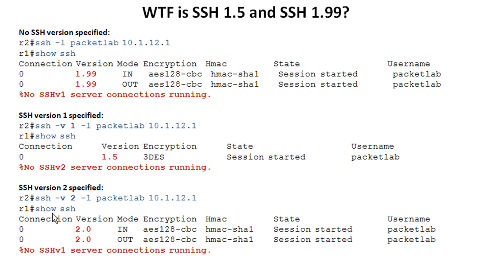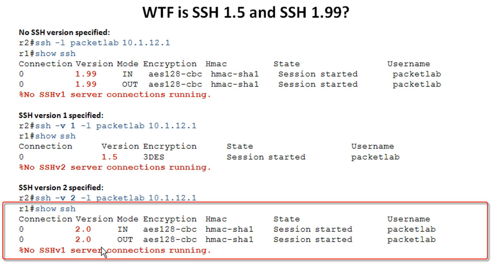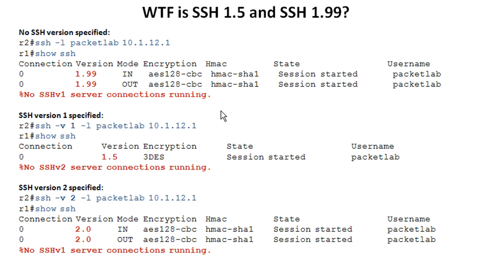So just for the sake of completeness, I'm going to go ahead and do the same thing, but I'm going to specify to use version 2, and we get on here and we can see the version is 2.0. No SSH version 1 server connections are running. So this is just hammering home that 1.99 means SSH-1 and SSH-2 are supported. 1.5 means it's using SSH-1, and 2.0 obviously is using SSH-2.